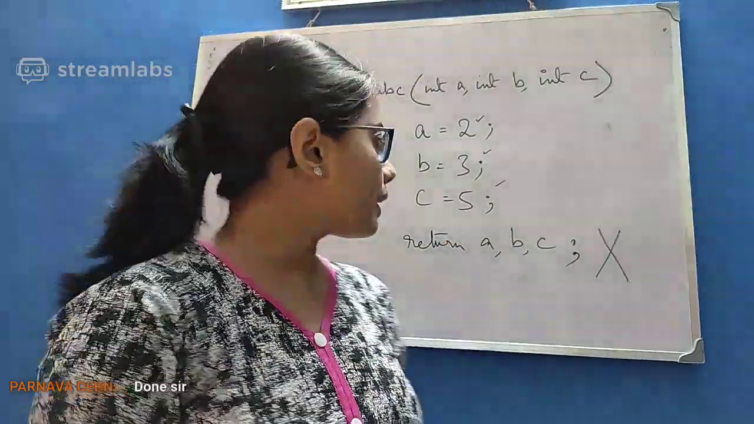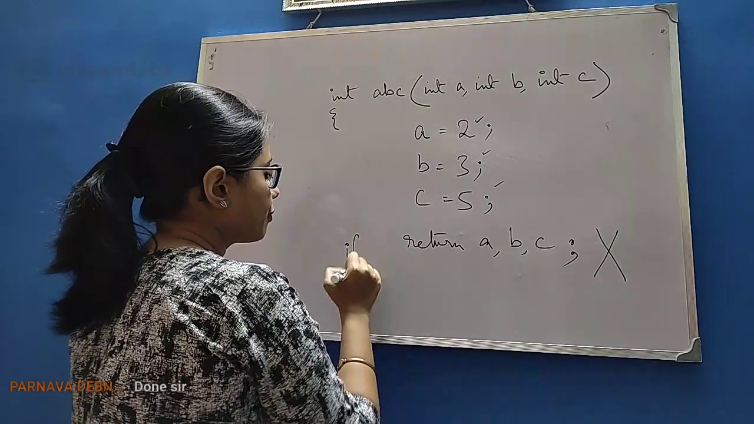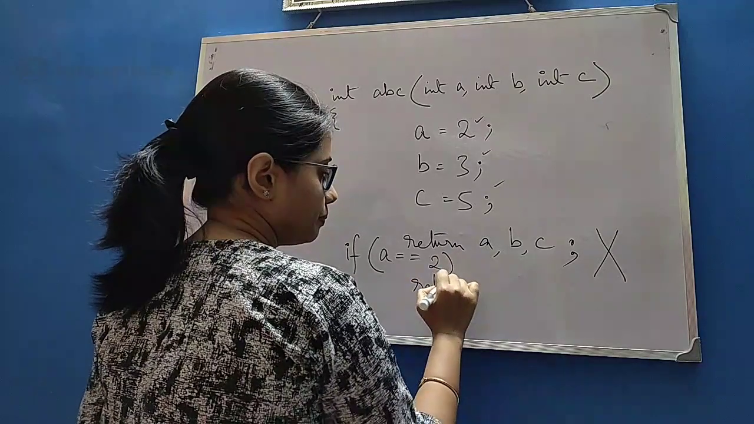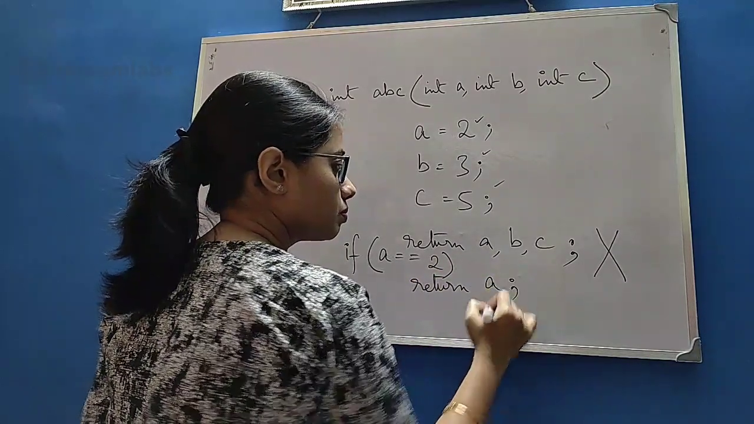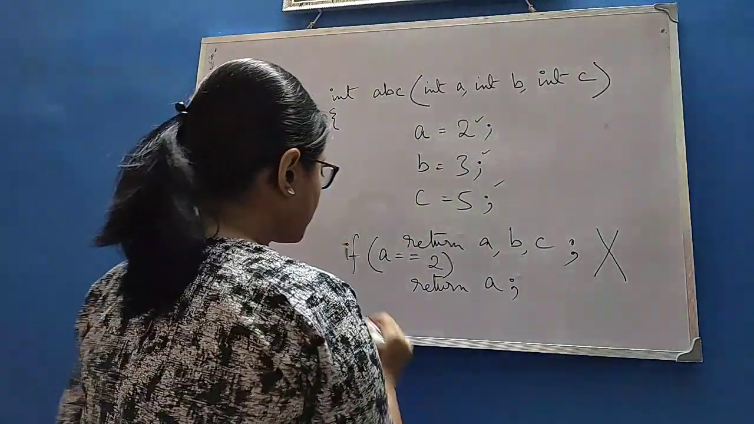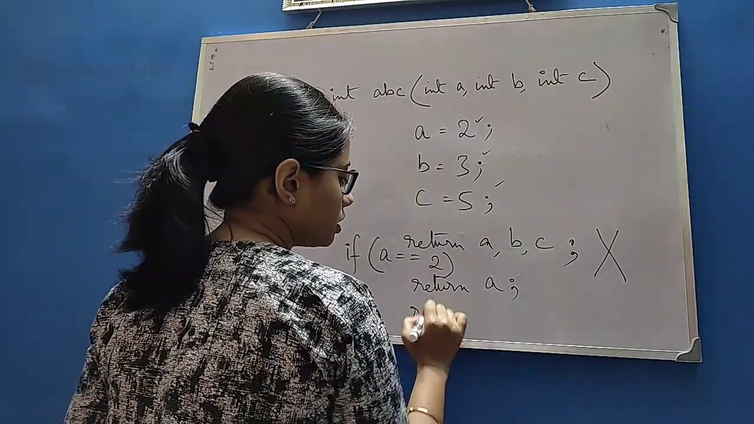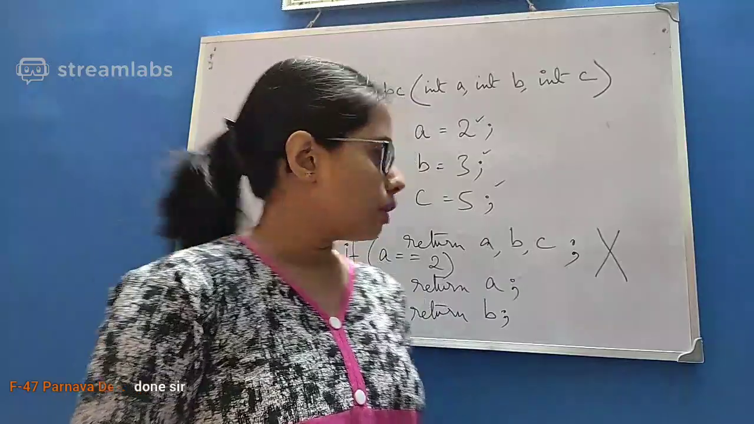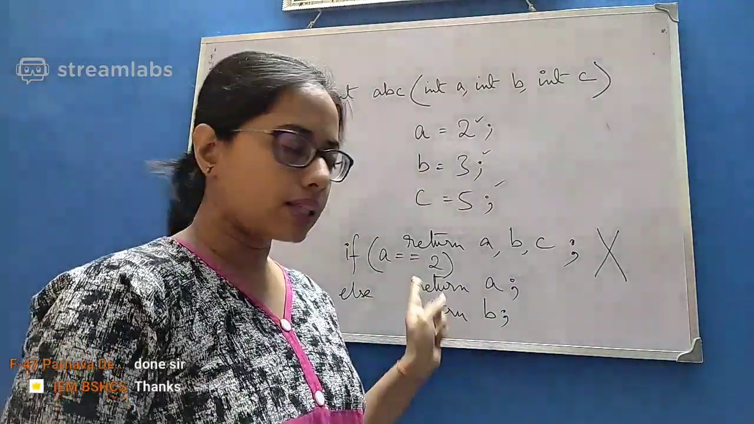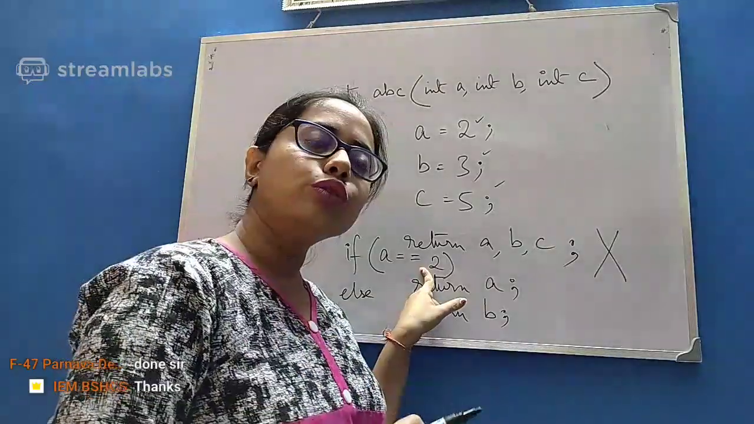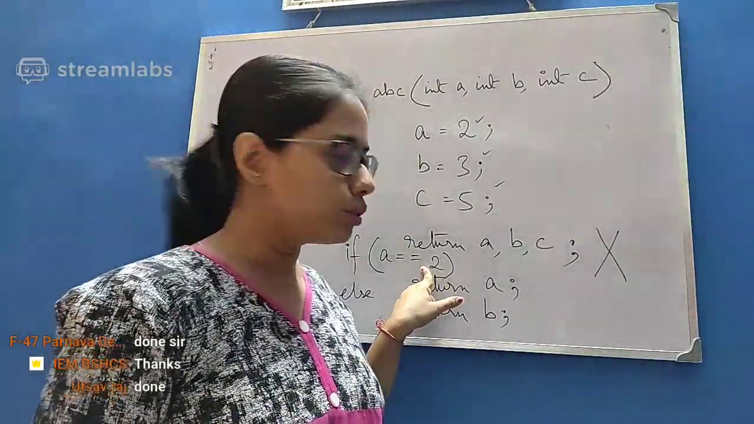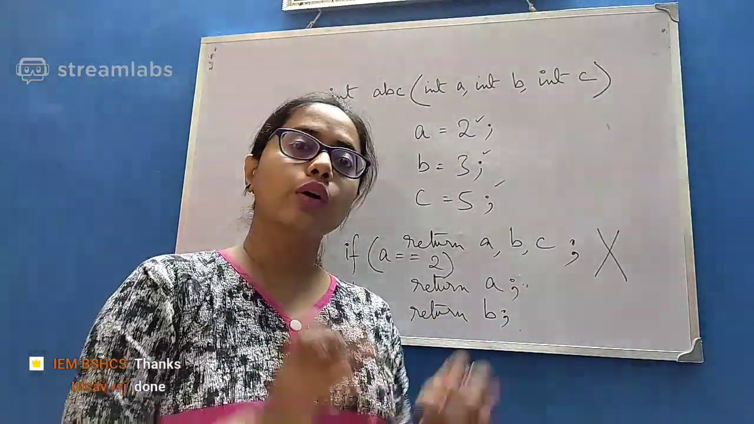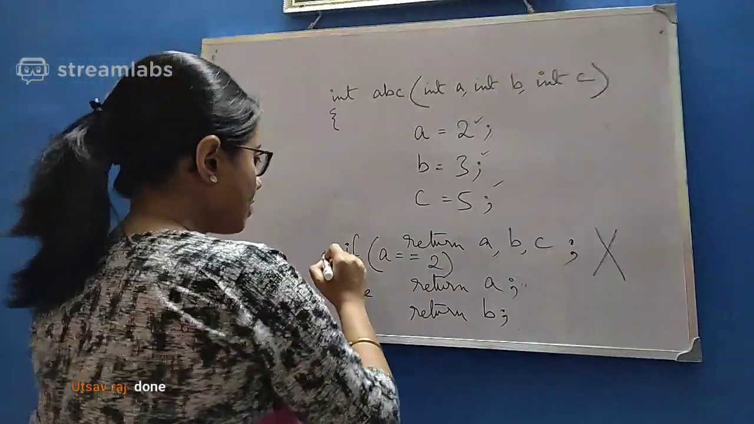We can have multiple return statements, but at a time only one of them can execute. So I can have a condition like: if a equal to 2, then return a, else return b. This is possible because under this condition, a will either assume the value 2 or it will not. So at a time these two return statements won't both execute. Any one of them will execute at one instance of that function. So this is a valid statement.